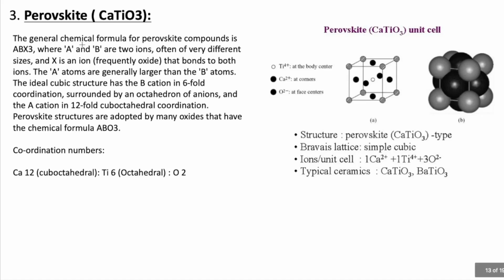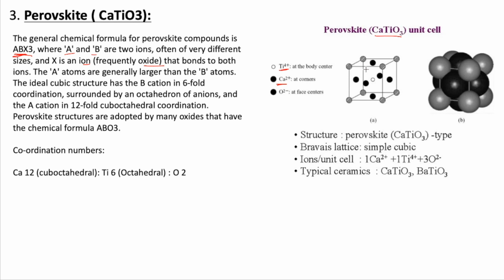Let's talk about perovskite. Perovskites are compounds which have formula ABX3 type, where A and B are 2 ions and they should be different in size, and X is an ion which is generally oxide. Okay, so here you can see a very famous perovskite, CaTiO3, is given to you. Here all these white dots show titanium 4+ ions which are present in the body center arrangement.